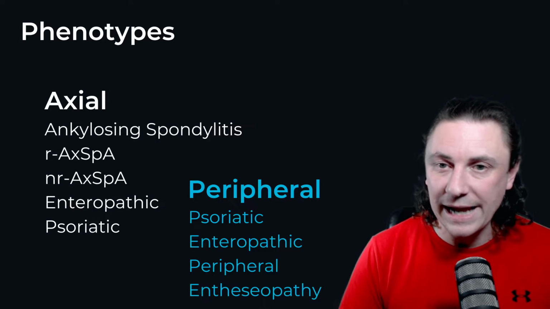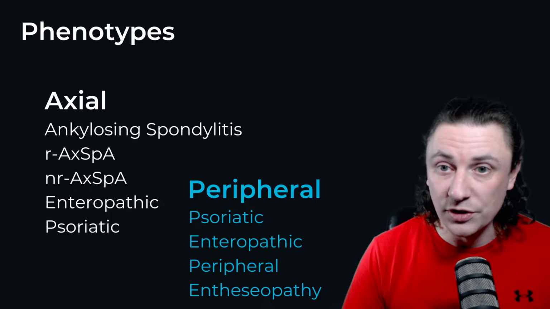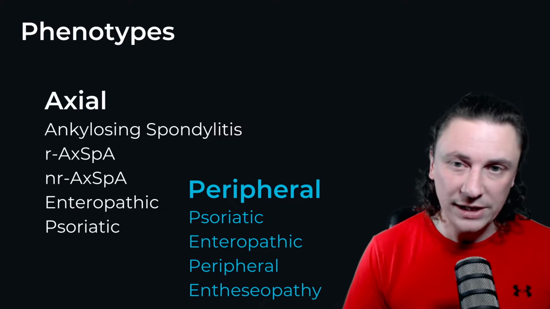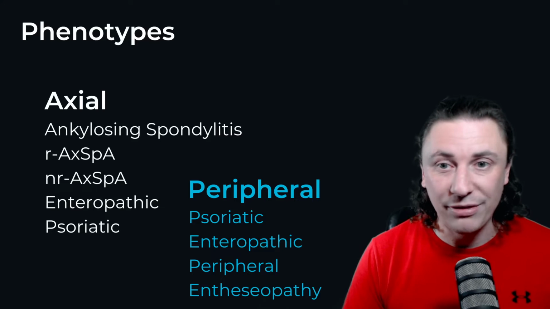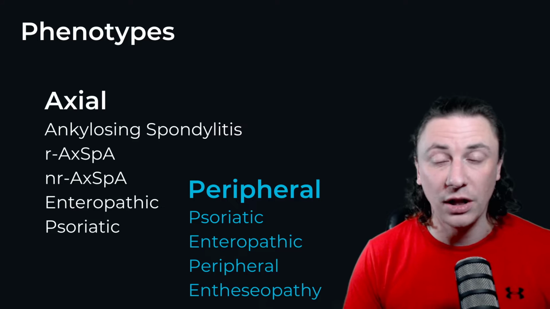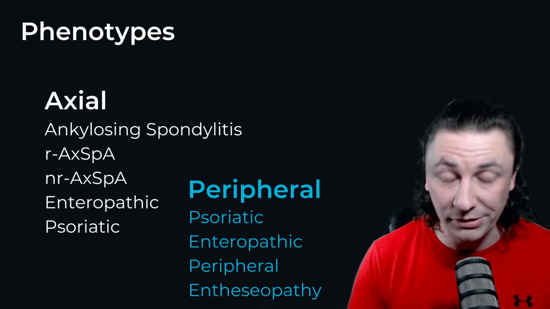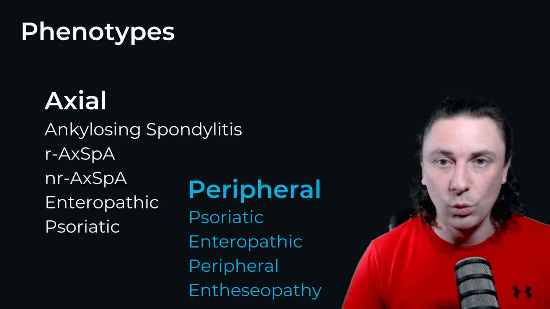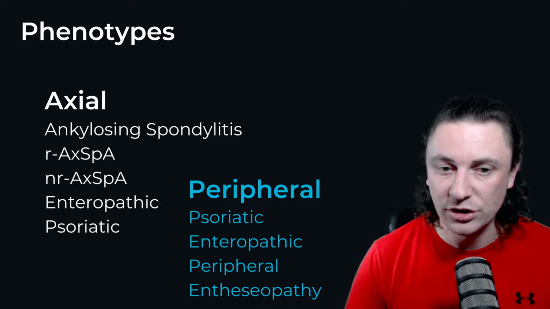Under the axial, which is what we are mostly talking about this evening, we will see conditions like ankylosing spondylitis, radiographic axial spondyloarthritis, non-radiographic axial spondyloarthritis, and then those related to other comorbidities. So enteropathic axial spondyloarthritis, usually related to Crohn's disease or ulcerative colitis, and psoriatic, which is obviously related to psoriasis. Those axial ones in white there are the ones we are mostly referring to with these criteria.